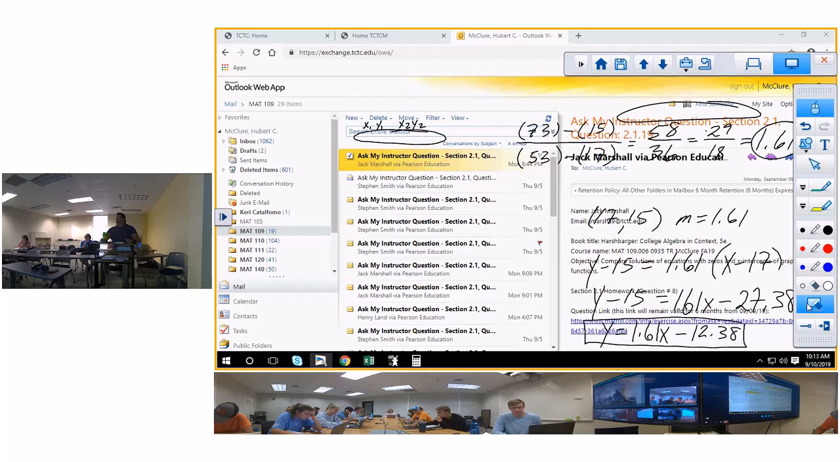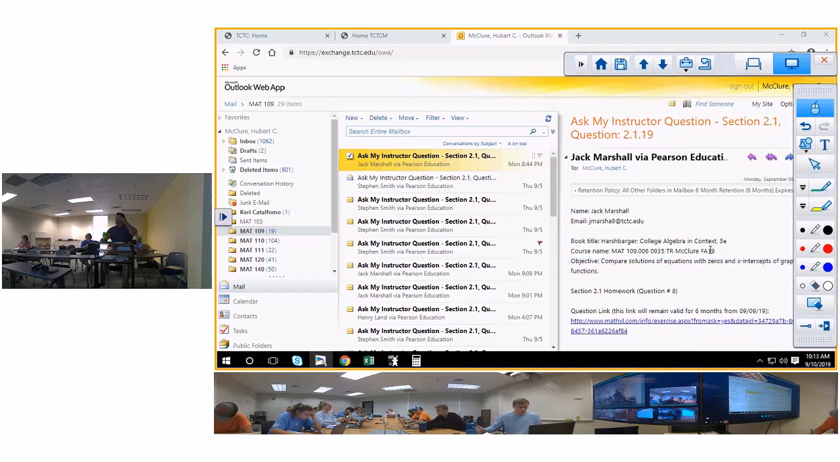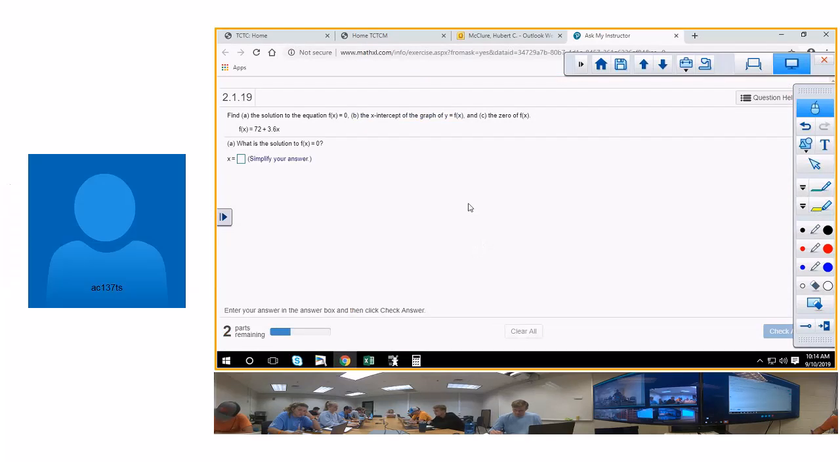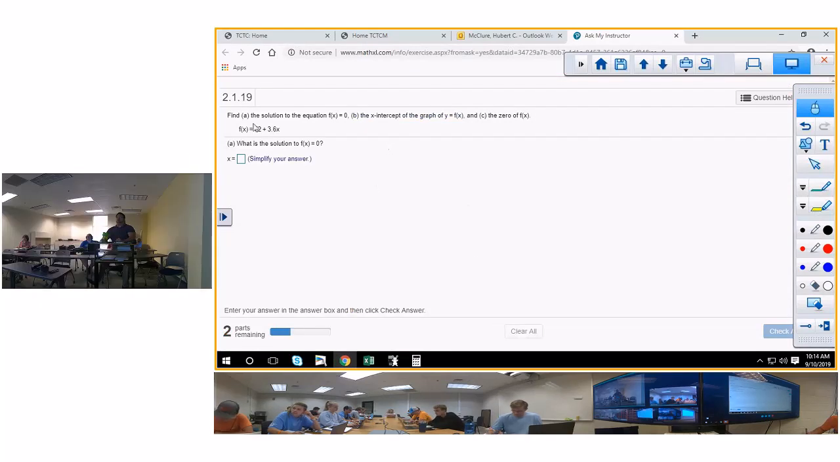2.1, 19/8. These are new because they're dark. All right. The solution of the equation, okay. I just want you to tell me what this looks like. Well, first of all, it's not written in the right way because nobody writes an equation that way. I don't know why they do this.